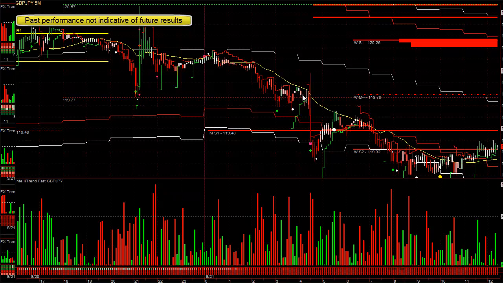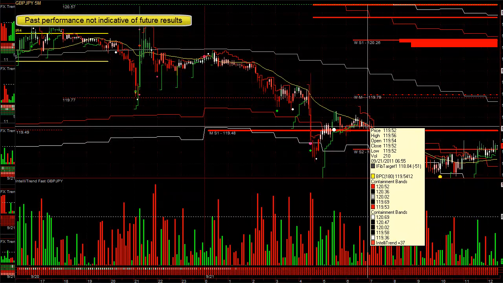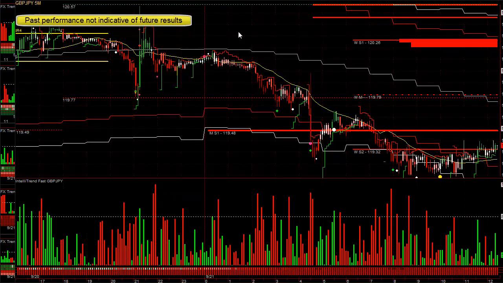Short again, about a break even. Short again, you made about 30 pips. You wait for a little pullback. Short again, and it got you out somewhere down here at 31. You made about 20 pips on that one.